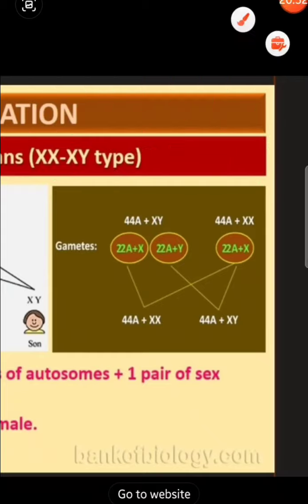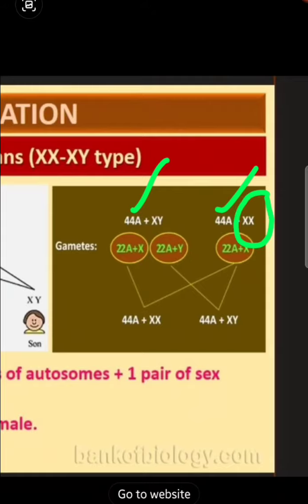Okay, since 46 includes 44 autosomes, which are the same in the mother and the same in the father, right? So both the mother and father will have 44 autosomes. Okay, so 44A denotes 44 autosomes which are the same in males and females, mother and father. Only the XX chromosome will be there in the case of mother, XY chromosome will be there in the case of father, in human beings and Drosophila.